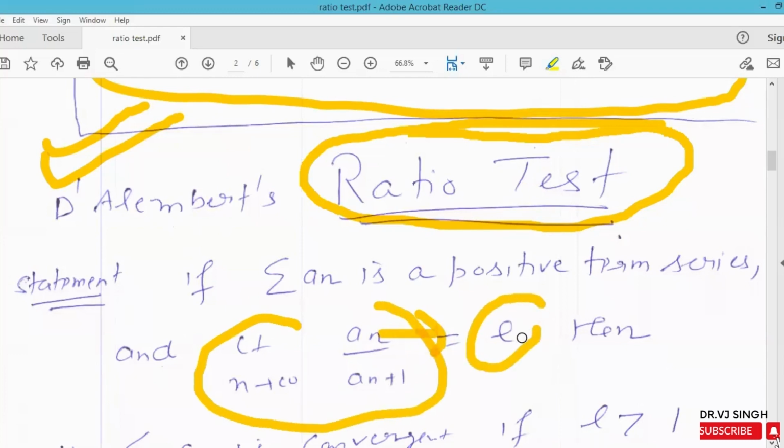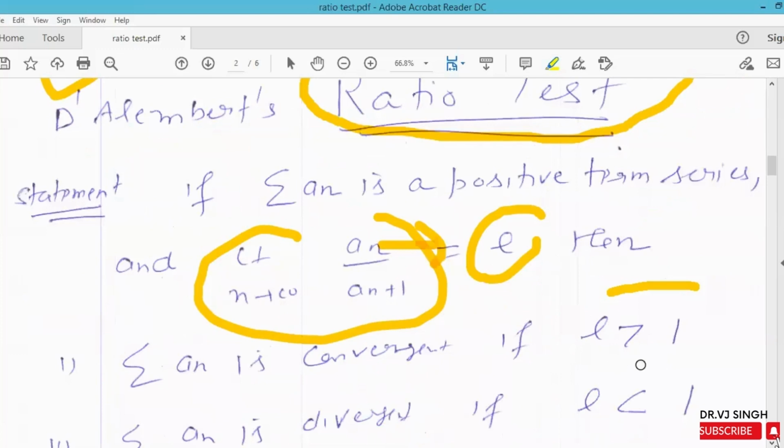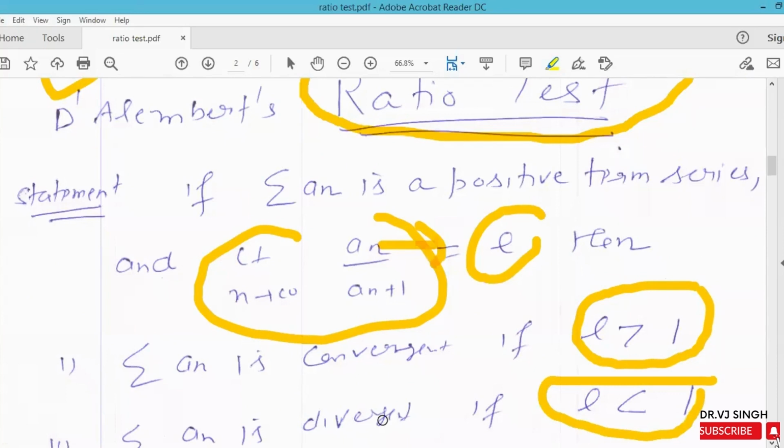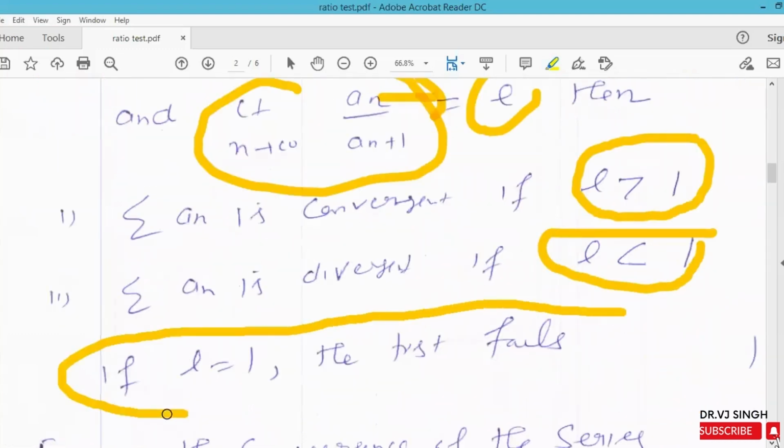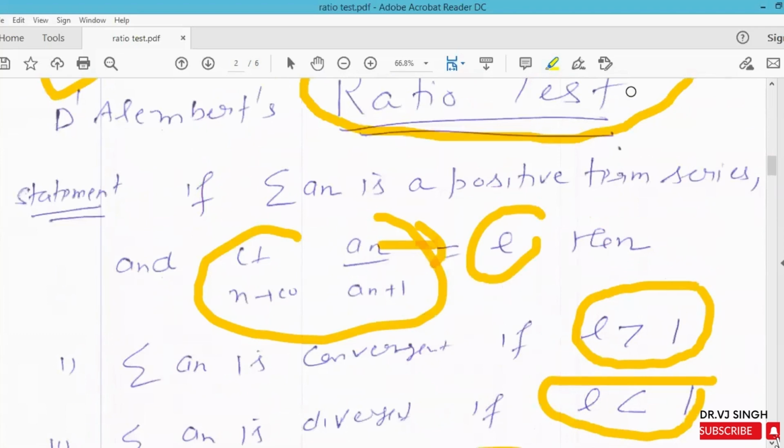If this answer is greater than 1, we then say the series is convergent. If the answer, after putting the limit, is less than 1, then we say this series is divergent. But if the answer is equal to 1, then this test fails, so we apply some other method. So this is the ratio test, a very simple definition.